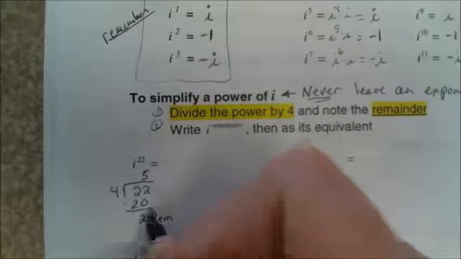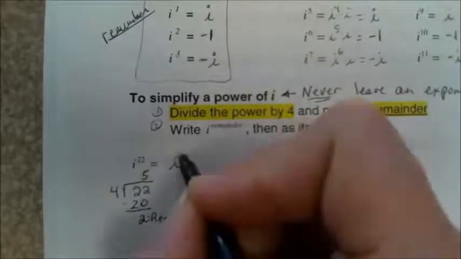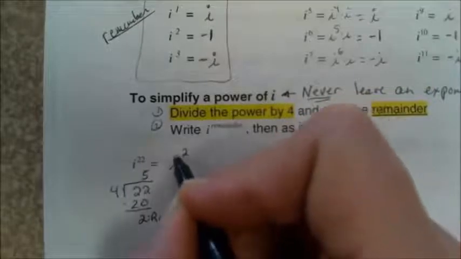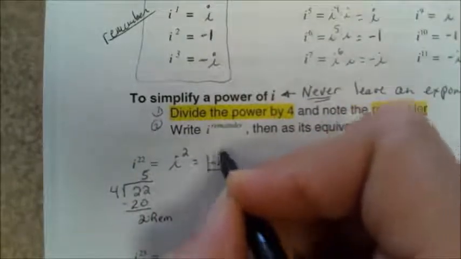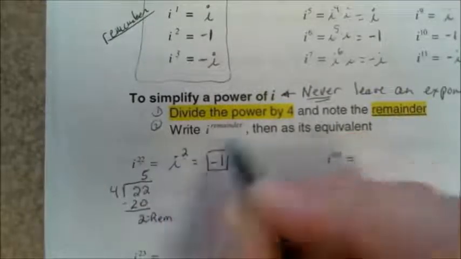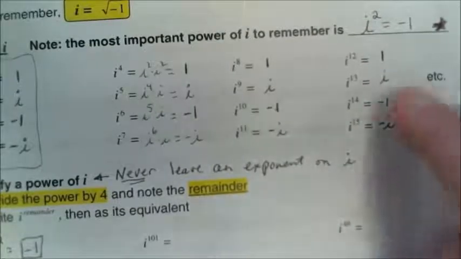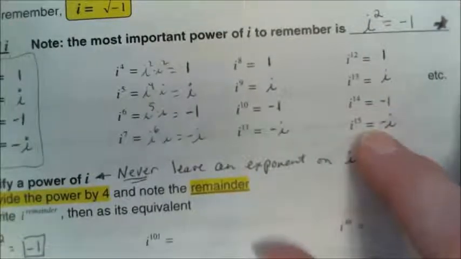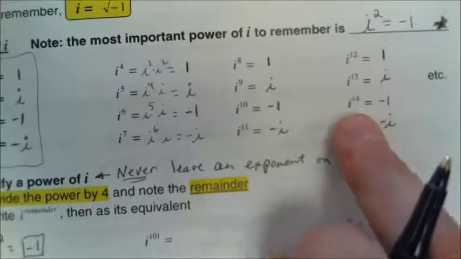I'll just put REM for remainder. So I to the 22nd is equal to I to the remainder. The remainder is 2, and I squared is equal to -1. So I to the 22nd is the same thing as I to the 2nd, which is equal to -1. If we wanted to continue this pattern like we did, we would eventually get up to I to the 22nd, and we would notice that it would be in this 3rd position down.